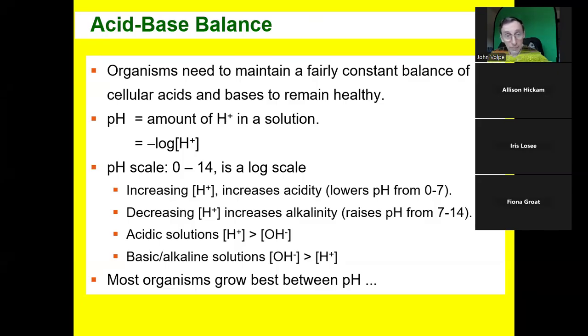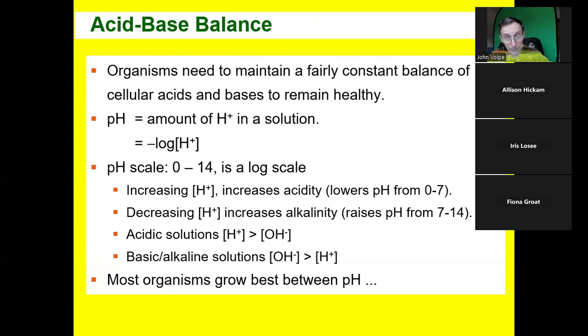So the pH scale ranges from 0 to 14. Increasing hydrogen ion concentration, increasing the acidity, will lower the pH from pH 7, and you can lower it as far as pH 0.